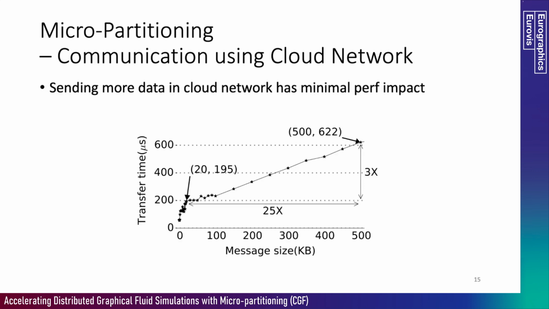Let's look at the communication performance of cloud network in more detail. This figure shows the transfer time between Amazon C4 machines. Transferring 25 times more data in certain cases only needs 3 times more time. Each data transfer has an initial latency, but sending more data adds more time very slowly.